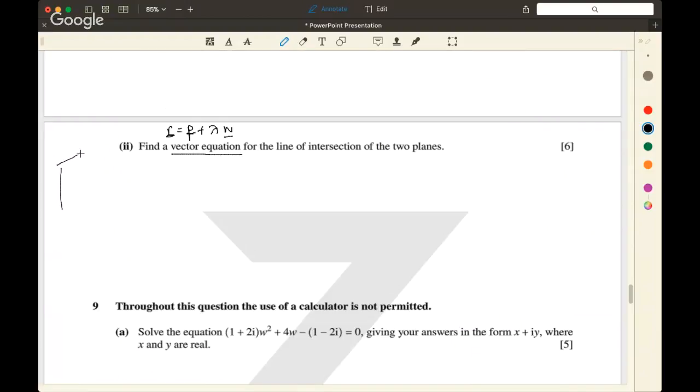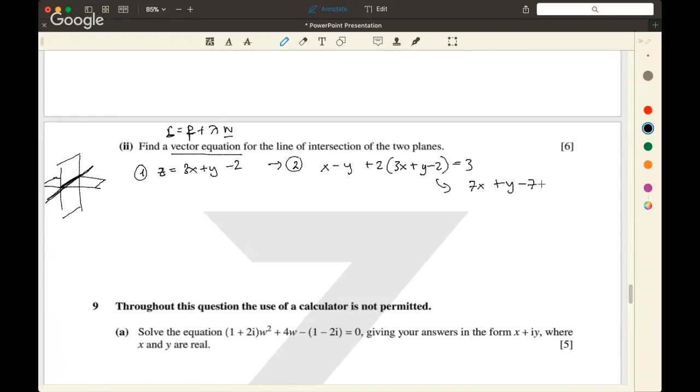So we've got these two planes which are perpendicular. So it kind of looks like that, and there's some place they meet, and there is some line. So you know that line obeys both equations. So if we look at the first equation, and we solve for z, we get that z is equal to 3x plus y minus 2. And if we put this into the second equation, we will get that x minus y plus 2 times 3x plus y minus 2 is equal to 3. And we solve this to get 7x plus y minus 7 is equal to 0.